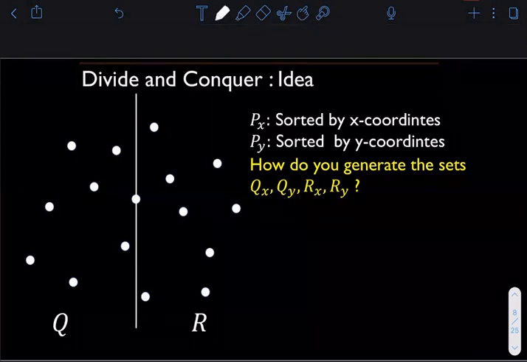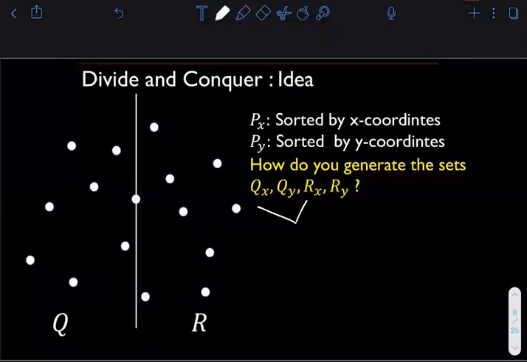Okay, good, Gaurav. So Gaurav is saying they're already sorted. So let's see whether they are already sorted or not. First of all, let's understand how we generate Qx and Rx. These two are easy. Both of them are easy, but the other one you need just one additional thing.